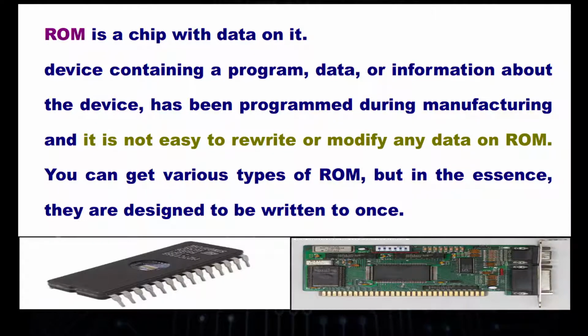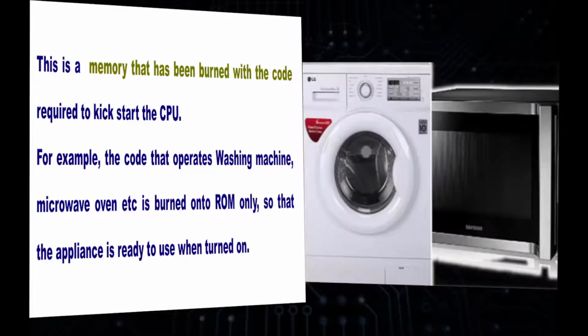A ROM is a chip with the data on it, that is, a device containing a program. Data or information about the devices has been programmed during the manufacturing, and it is not easy to rewrite or modify any data on ROM. You can get variant types of ROM, but in essence they are designed to be written to once. This is a memory that has been burnt with the code required to kickstart the CPU.